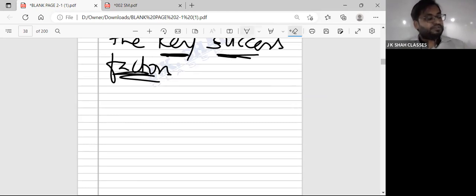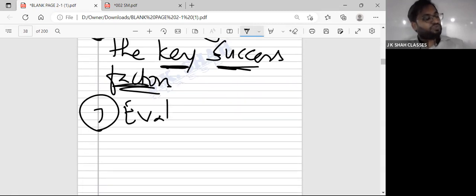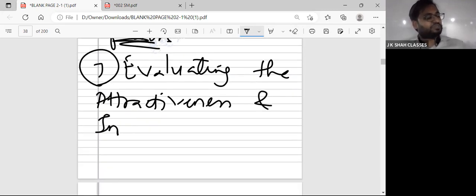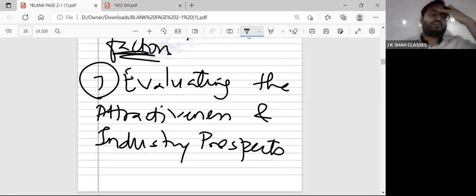7th point: evaluating the financial attractiveness and industry prospects.